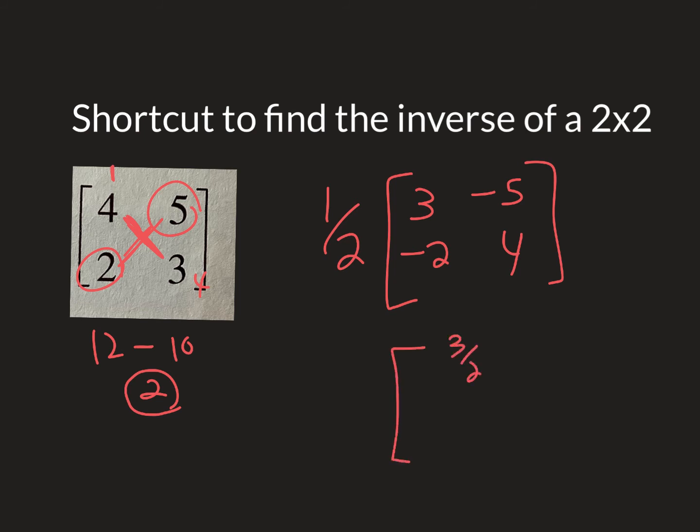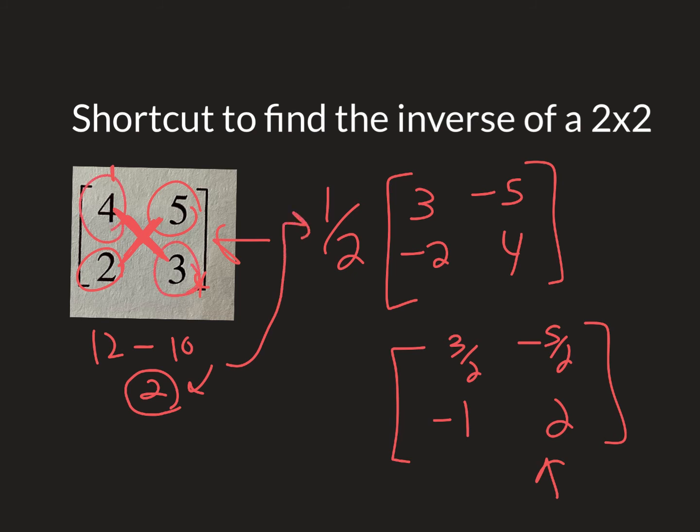So I'm going to make it 3 halves, -5 halves, -1, and 2. Now, this matrix we just found is the inverse of that one. And if we multiply those two, we will get the identity. Okay, so again, real quick shortcut. Multiply diagonal, subtract. Once you get that number, take the reciprocal of it, put it in the front. Then just switch places with the third and fourth numbers, change the signs on the second and third numbers.